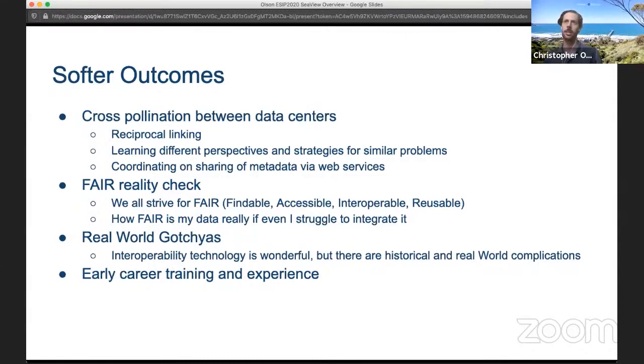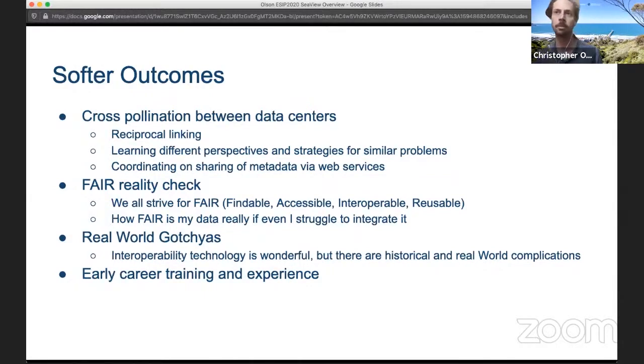It was very nice that it was a collaboration between different data centers. Just that cross-pollination that took place, learning how other people do things, just sharing ideas, and also that led to sharing metadata and talking a little bit more and doing some reciprocal linking. Because one of the hardest things that we did was find where we do have overlap, and then making that overlap a little bit more apparent going forward.